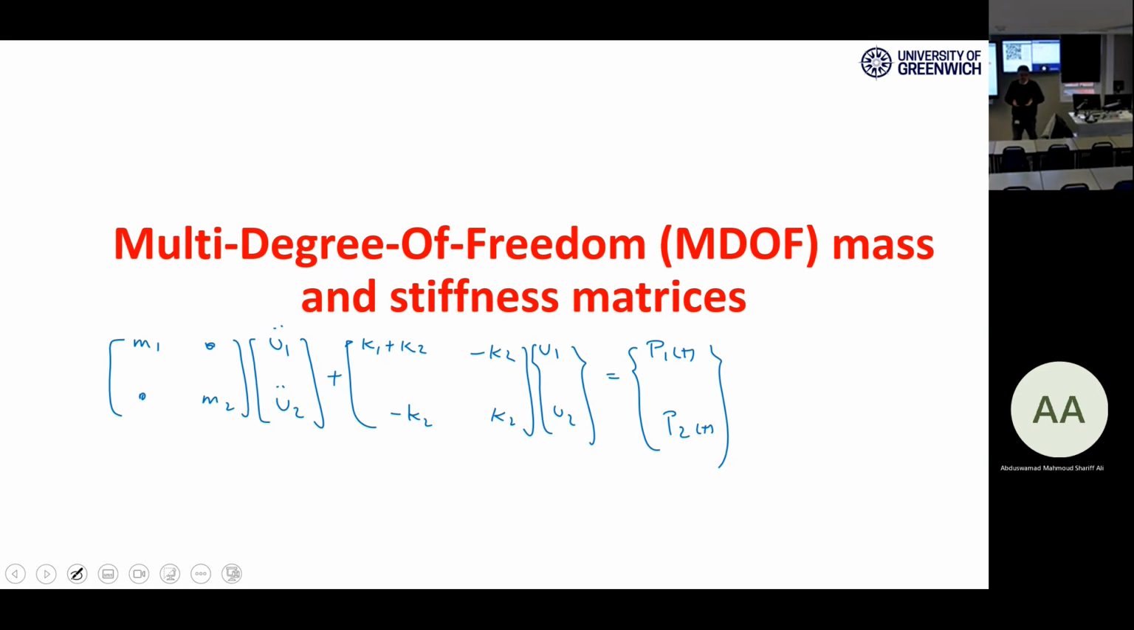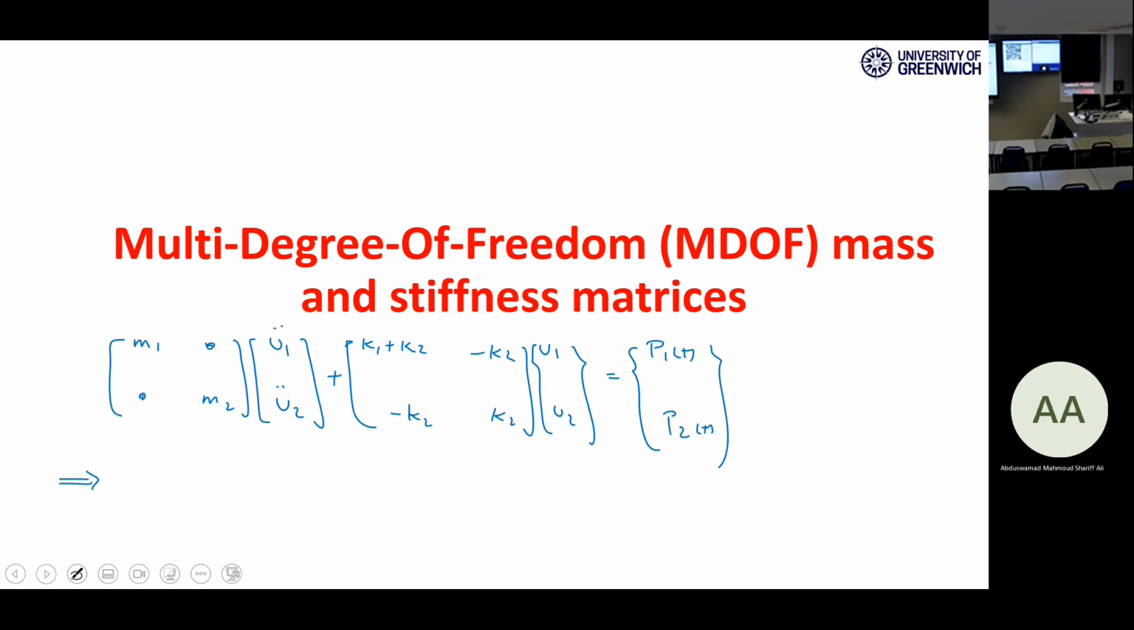Why do I call it a system? Because it's not only one equation, it's two. If you have a 10-story building, it will be 10. You can just figure out your matrices, right? And can I write it like this?